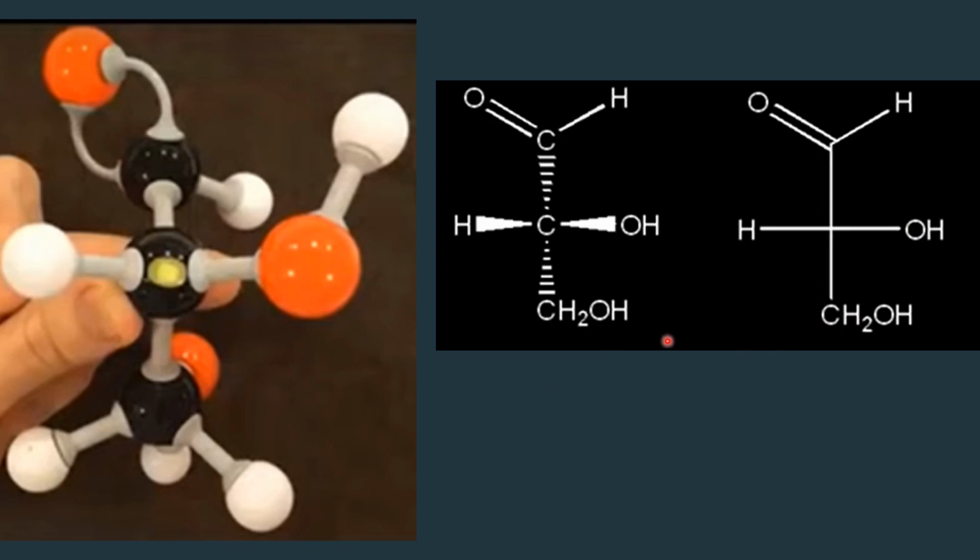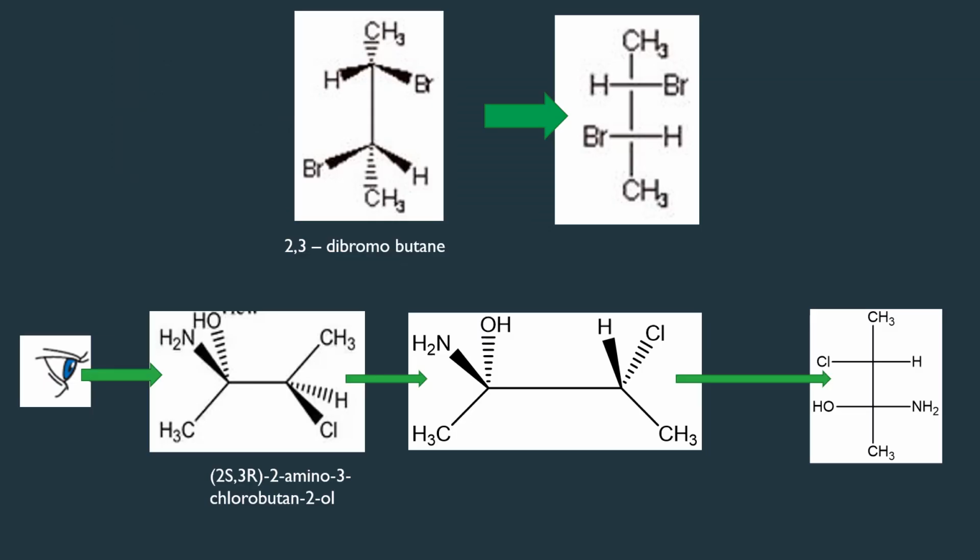Now you can see that the carbon chain is kept in the vertical line, the other groups are kept in the horizontal line. 2,3-dibromobutane is taken here. This is its flying wedge formula, and here the carbon chain is in the vertical line. These two bonds are going away from the viewer, and the beta bonds are coming towards the viewer.